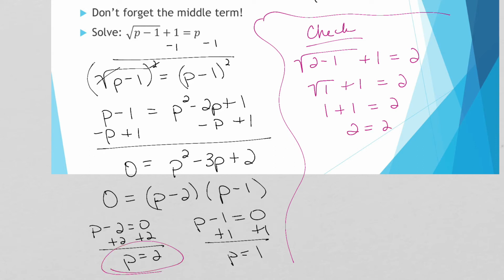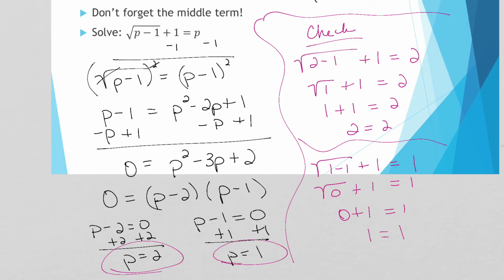That's a great answer. All right, let's try the other one. The square root of 1 minus 1 plus 1. Does that equal 1? Square root of 0 plus 1 equals 1. Square root of 0 is 0. And 1 equals 1. So this is also a great answer. It's okay to have two solutions here.